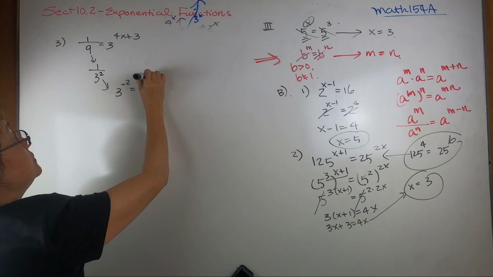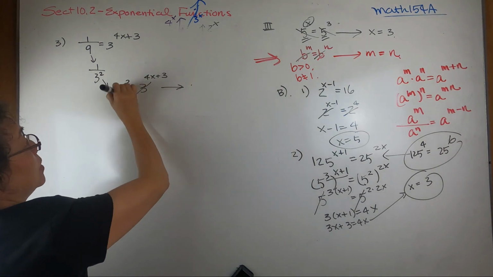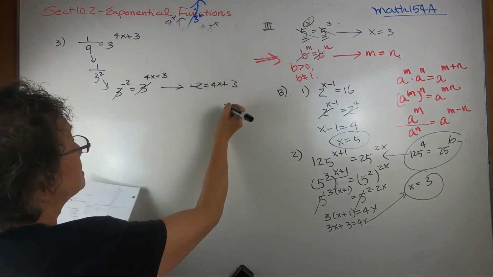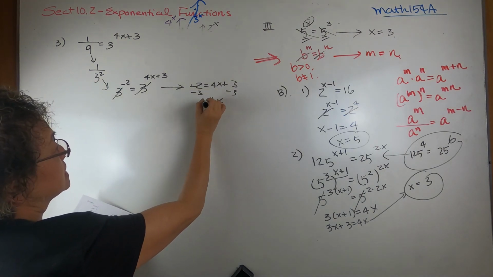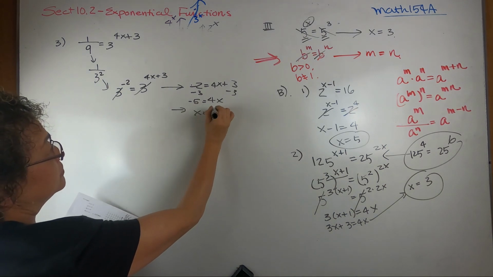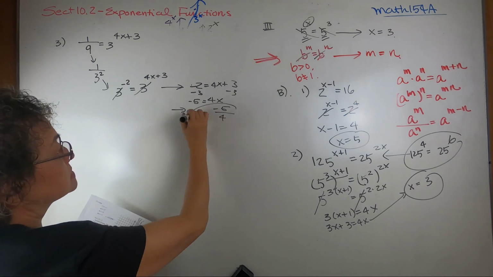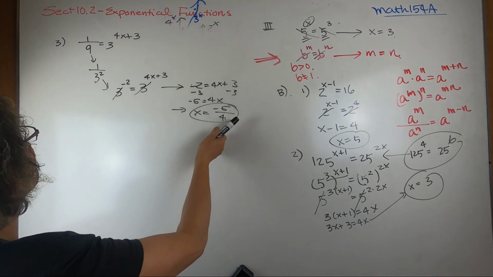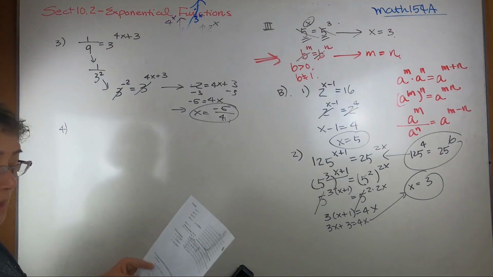So you have 3 to the 4x plus 3. So what do we have? You have -2 equals 4x plus 3. Then you subtract 3. So 4x is -5. What's your x? Divided by 4, -5/4. So that would be your answer. So sometimes your answer is what? A fraction. Okay?